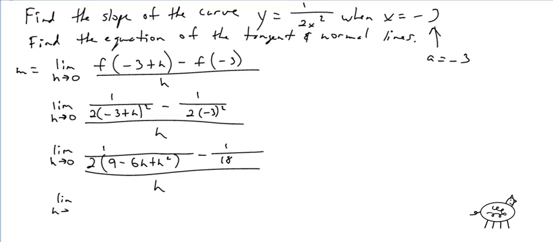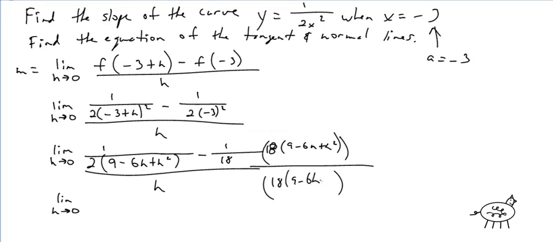Okay, so I have the limit as h approaches 0. Well, I'm going to multiply, right here, at the top and the bottom, by 18 times (9 minus 6h plus h squared). Okay, so what happens? The 2 cancels with the 18 to give you 9, and the 9 minus 6h plus h squared cancels also.